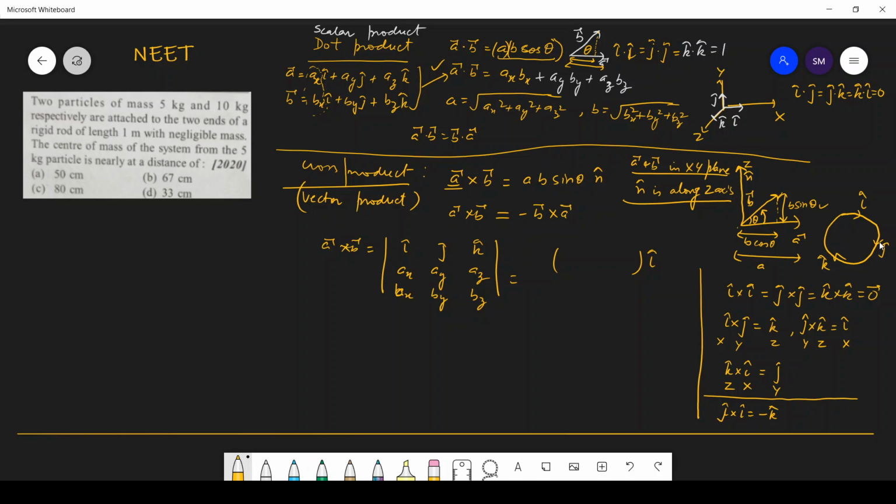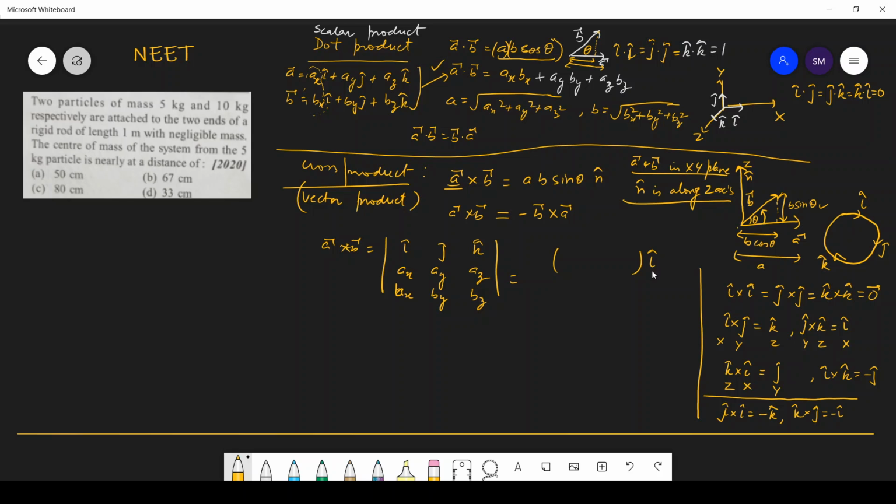But if you move opposite, like j cross i, that's minus k. So that's the way. And similarly opposite to it, k cross j is equal to minus i cap, and i cap cross k cap is equal to minus j cap. Now in a similar way we need to write it here.